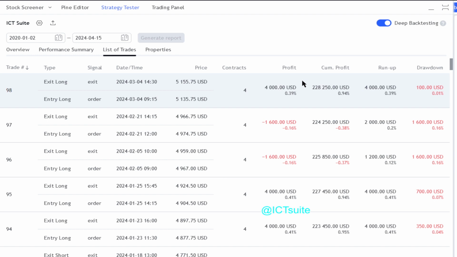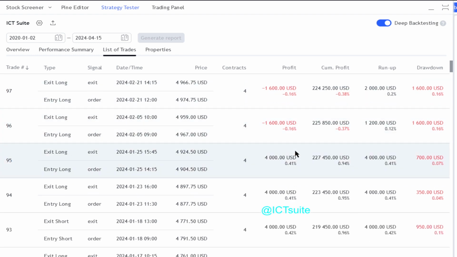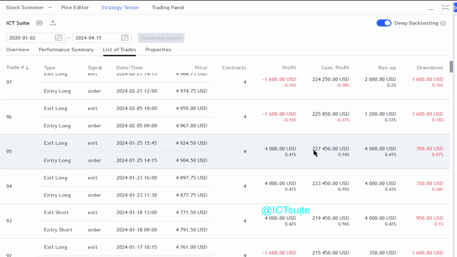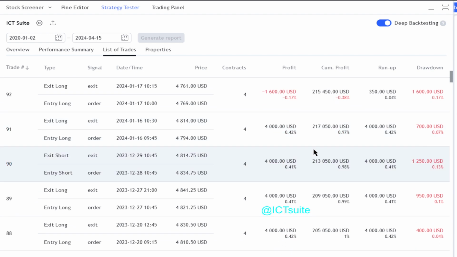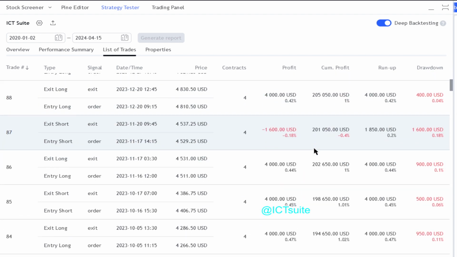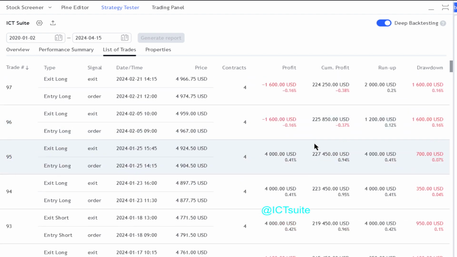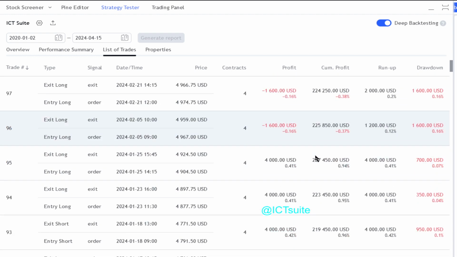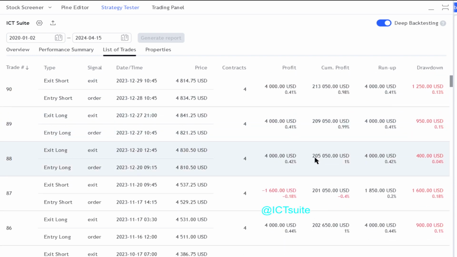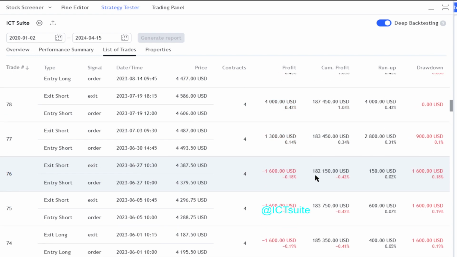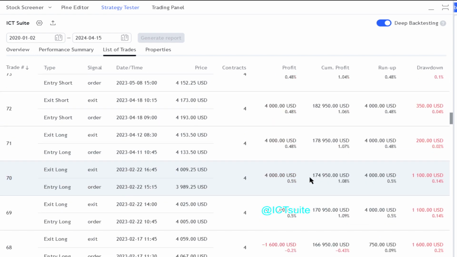1,600 for each trading loss. So risk reward is decreasing now, yeah. But we have 2 losses here, 1. So a streak of 3 losses.